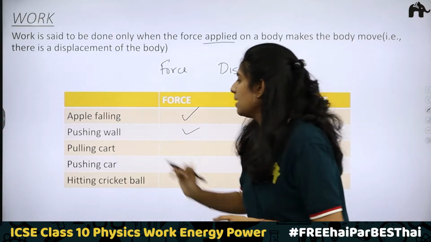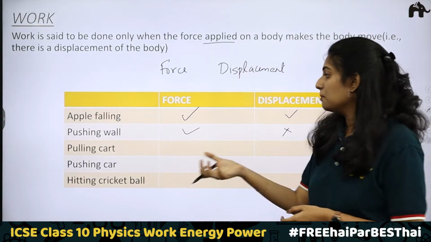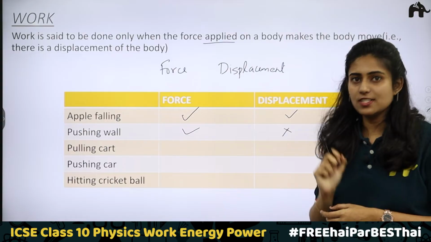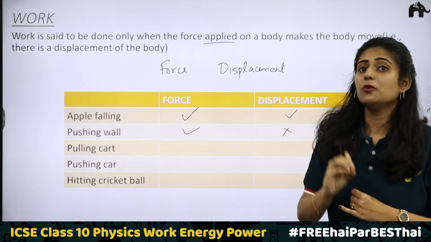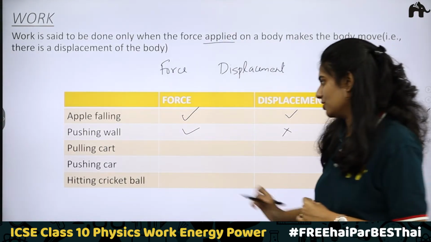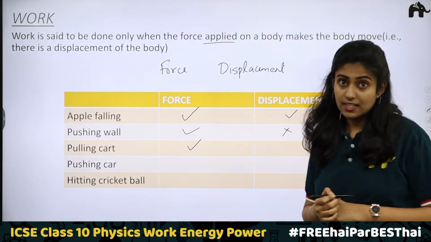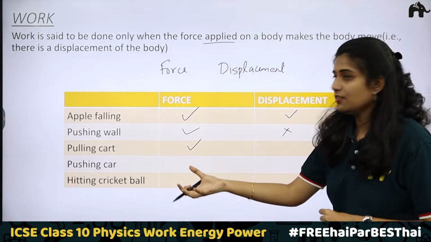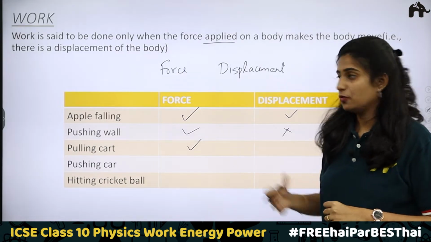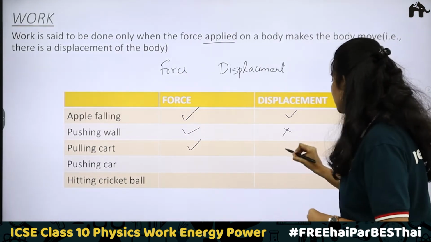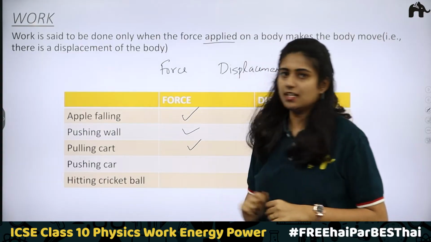Okay. Third example, pulling a cart. When a boy pulls a cart, force is being applied. We know any push or pull is called a force. Force is applied. What about displacement? There is displacement. In the direction in which force is applied, the body is moving. Here the cart is moving. There is displacement.